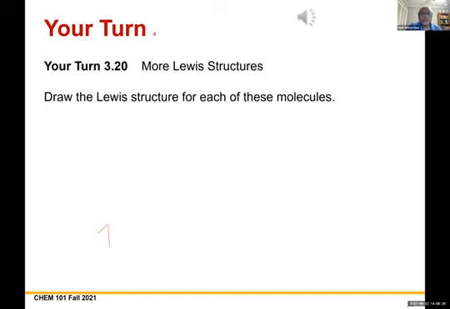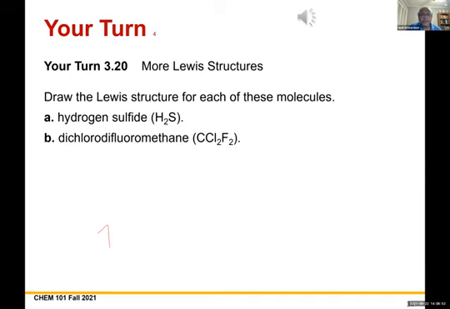Now we're going to draw the Lewis structures for each of these molecules. Hydrogen sulfide. There are two hydrogen atoms and one sulfur atom. The total number of valence electrons is 6 for sulfur, 1 from each hydrogen atom, 8 valence electrons. In the Lewis structure, you need to have 8 electrons used.